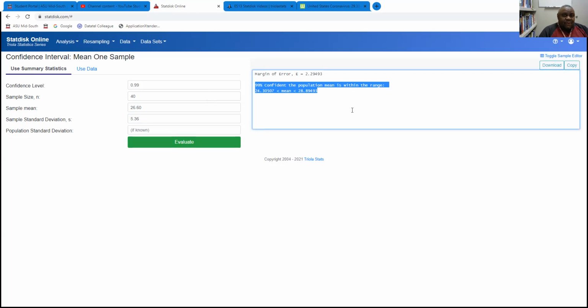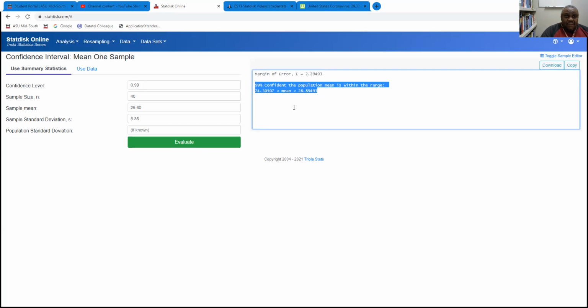So to interpret that, we want to say that we are 99% confident that the true population mean body mass index for males falls between, and this is approximately 24.31 and approximately 28.94. So that's for men, which was part A.